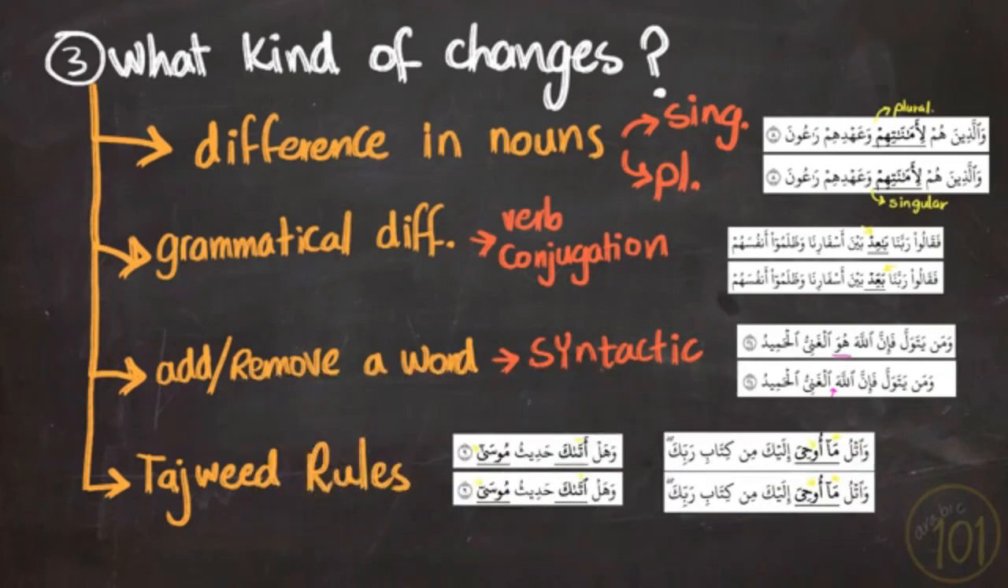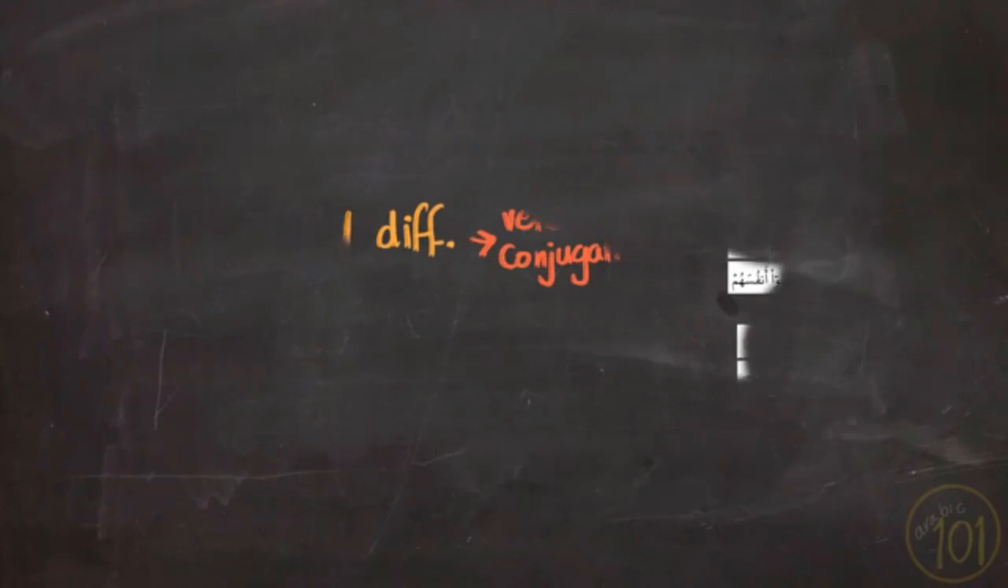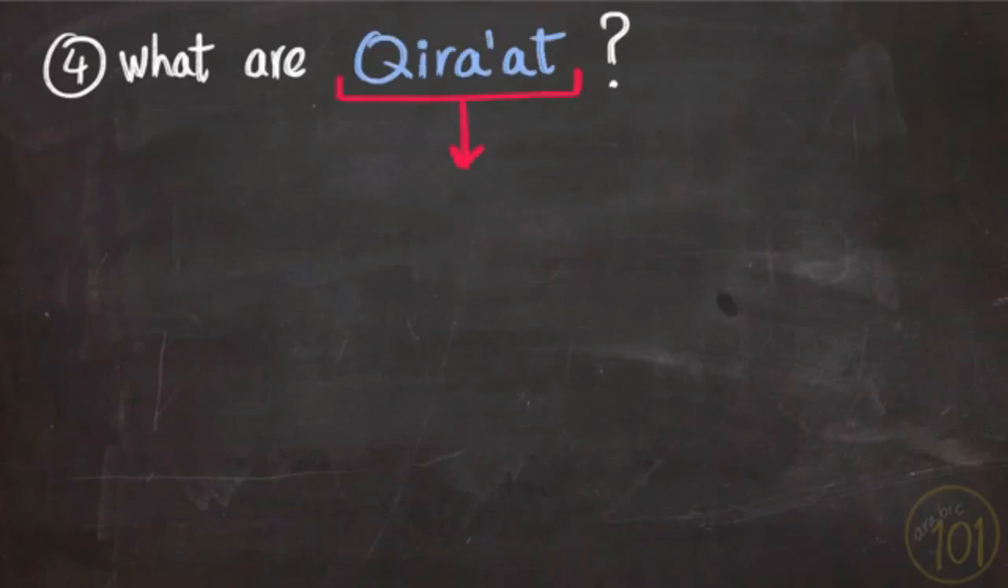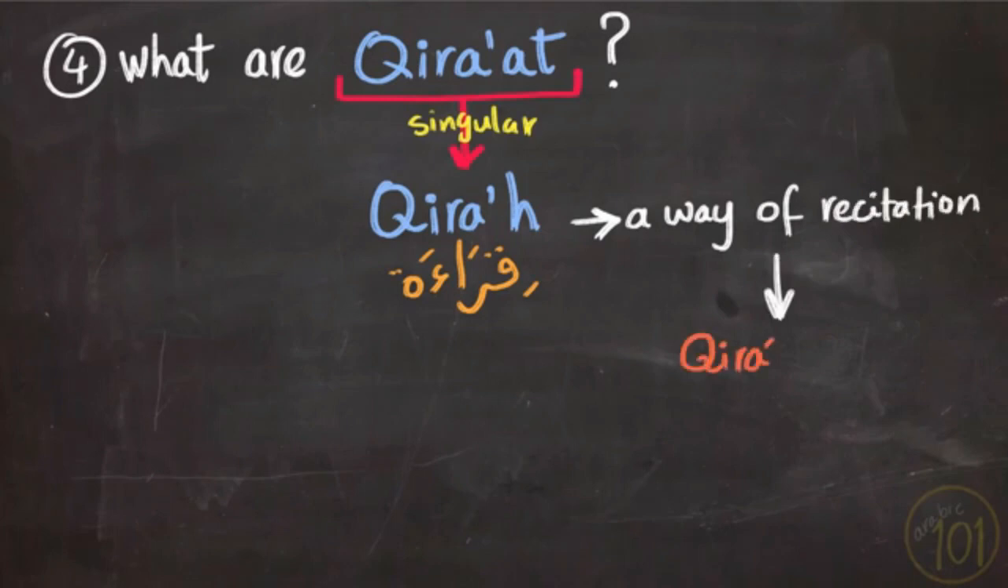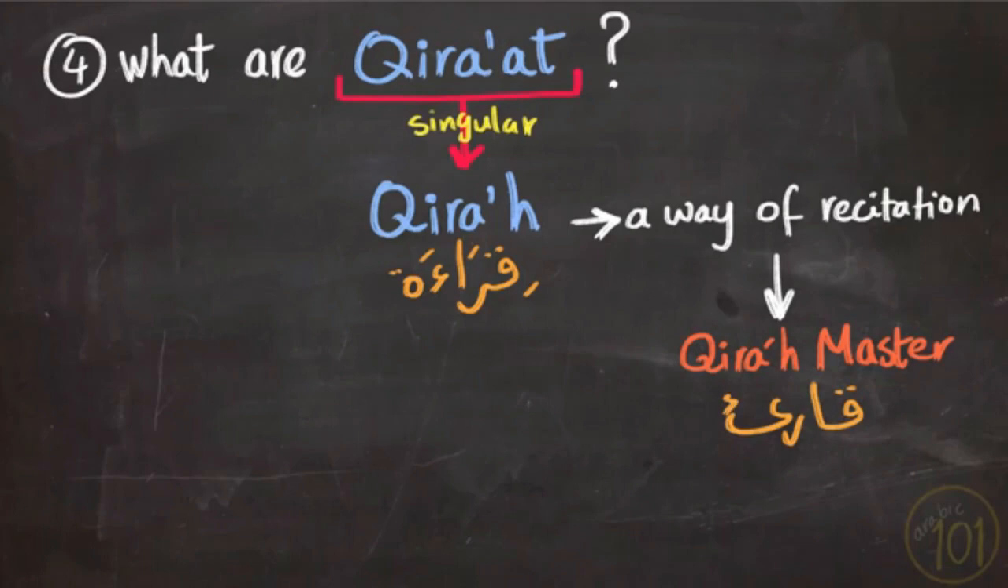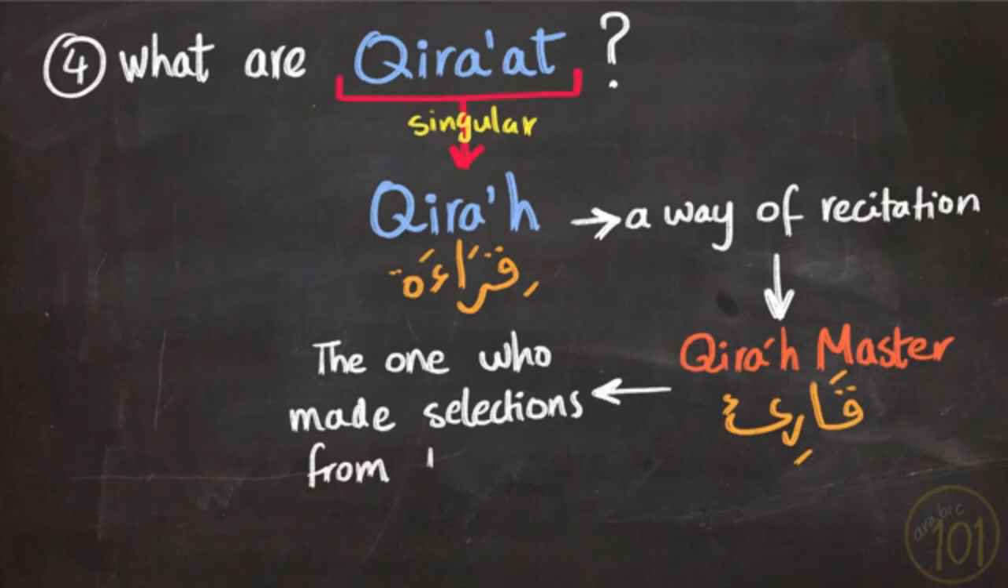Now that you understand what a harf is in the Holy Quran, why it exists, and what kind of variations there are linked to each harf, now let's find out what are qira'at then. The word qira'at is a plural of the word qira'ah, which translates into a way of recitation of the Holy Quran. So a qira'ah is a way of recitation that is attributed to a qira'ah master. So qira'ah is just the selection that the qira'ah master has made based on the variations of the 7 ahruf. Now let's have a look at an example to understand this point fully.